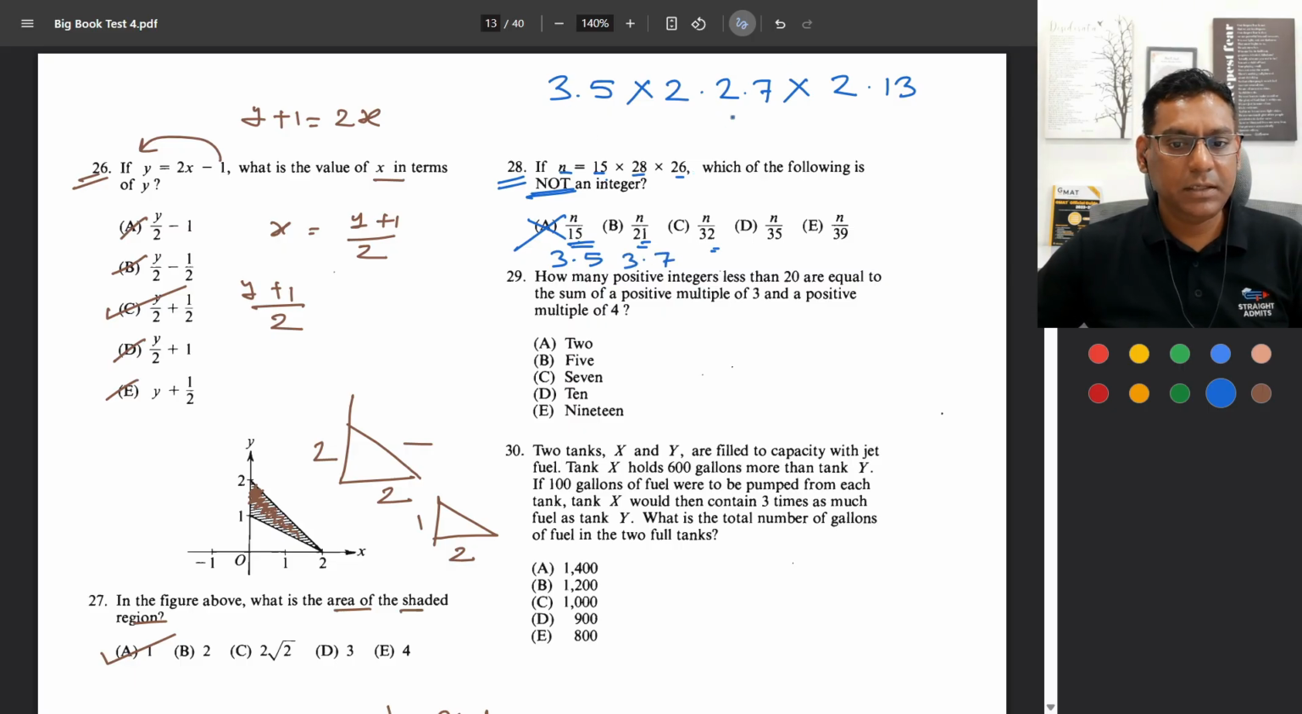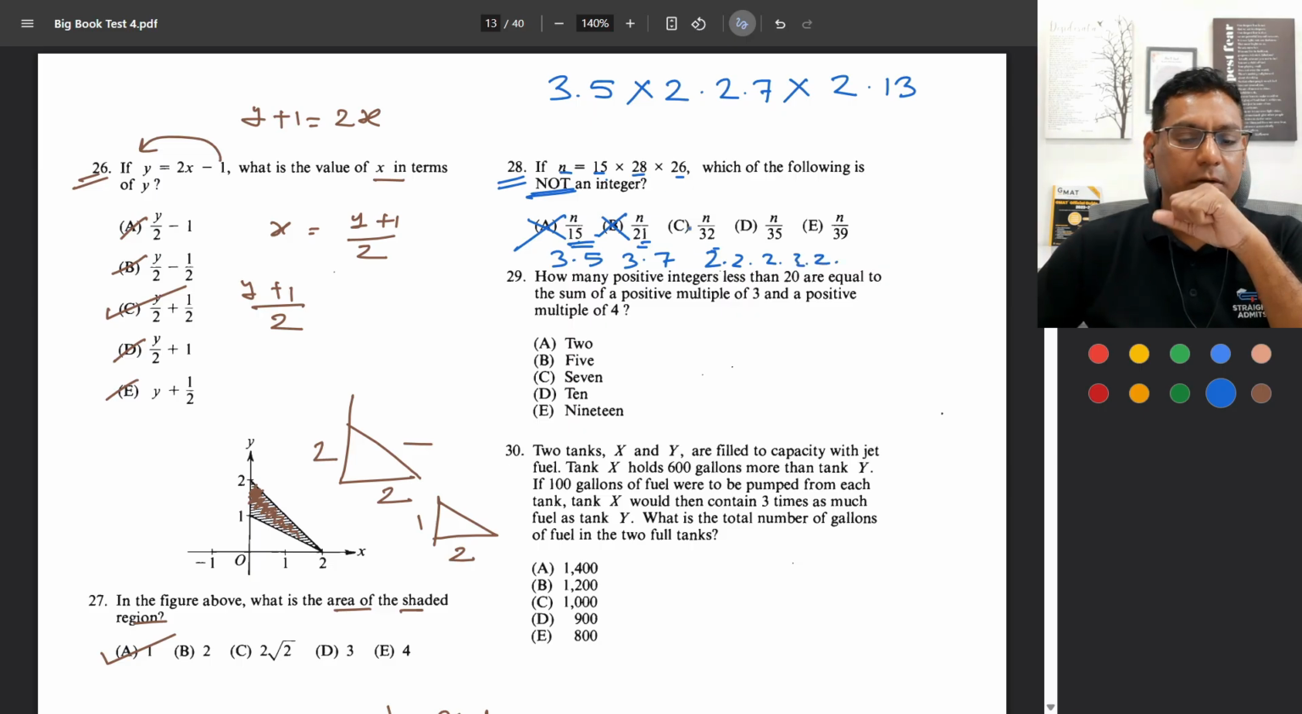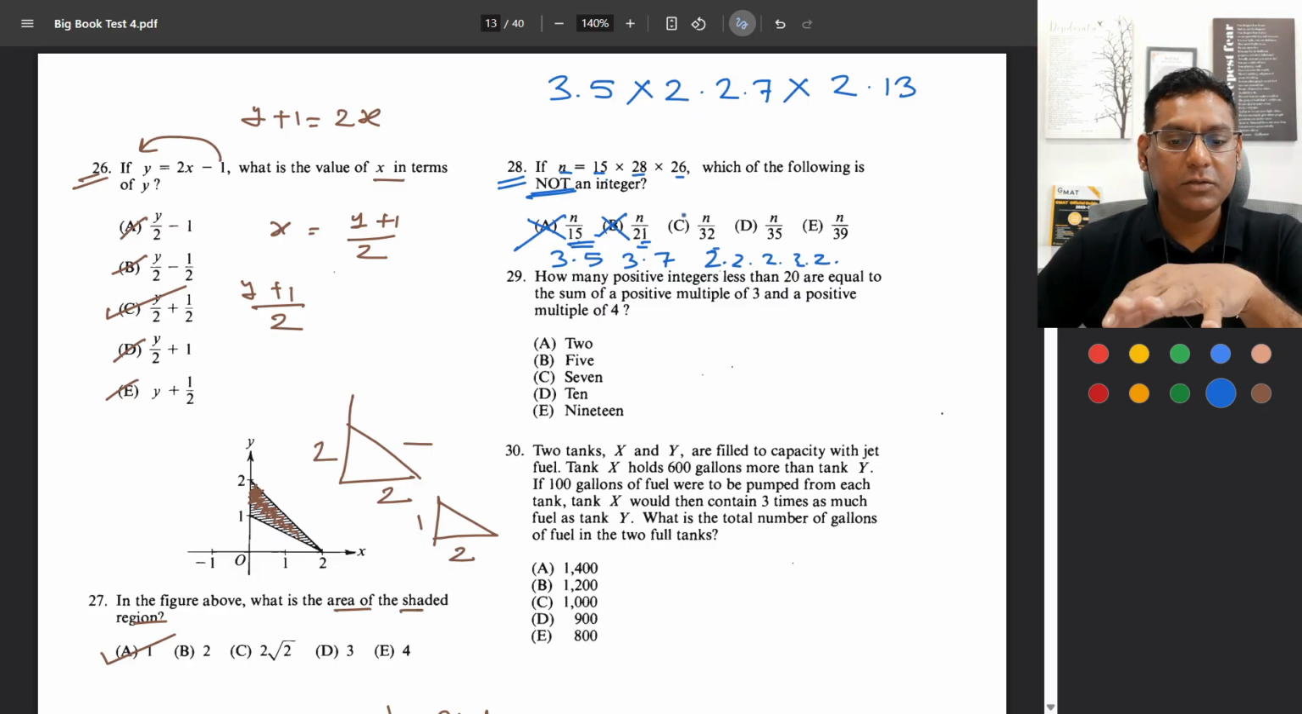So there is a 3, there is a 7. I can cancel that. This is out. What is 32? 32 is 5 times 2. So 1, 2, 3, 4, 5. Do I have 5 twos here? I don't have 5 twos here. Okay, so I will not get an integer. So this is a good answer choice. Let's keep this.